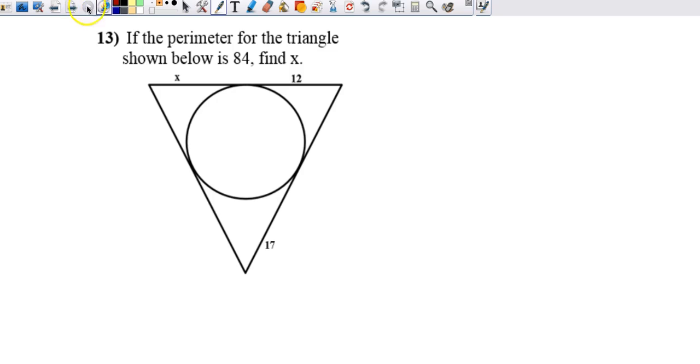All right, question number 13. We want to know the perimeter of this triangle. Again, try to pause the video, see if you can figure it out. We're given the perimeter, my apologies, and we want to find x.